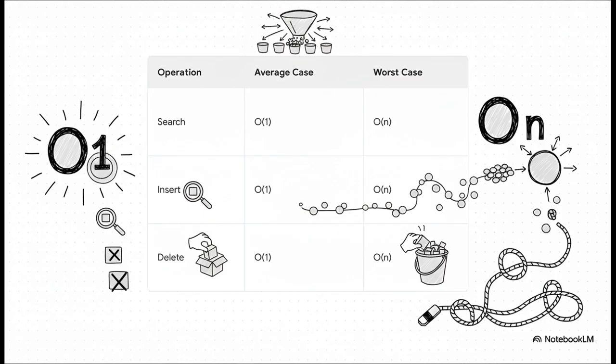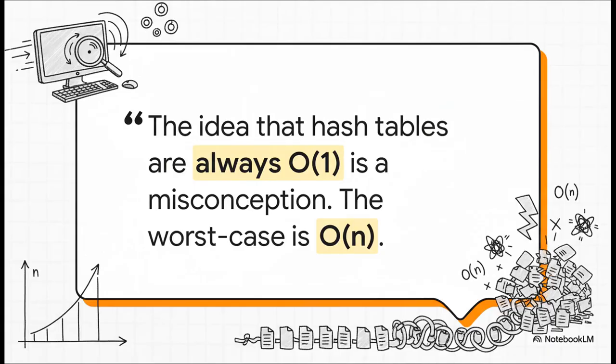But, and you absolutely have to know this, look at that worst case column. It's O(n), or linear time. This is what happens if our hash function completely fails us and every single item collides into the same bucket. And I really want to hammer this point home, because it's the single biggest misconception out there. Hash tables are O(1) on average, assuming you have a good hash function and you're managing your load factor. The worst case is a total performance collapse, turning our brilliant filing system into one giant, unsorted, messy list.